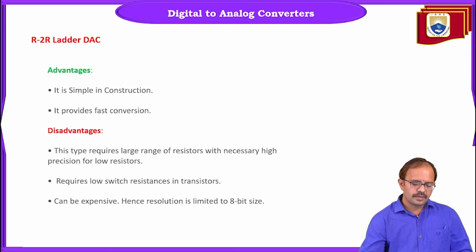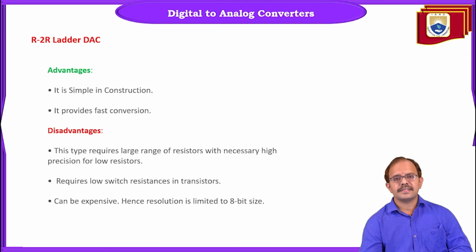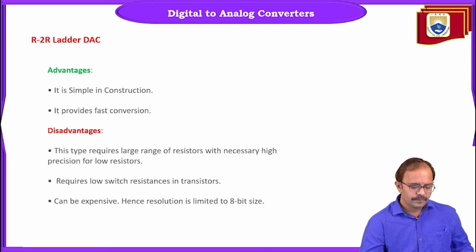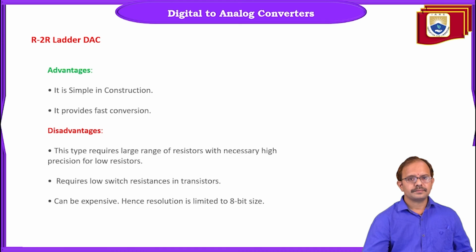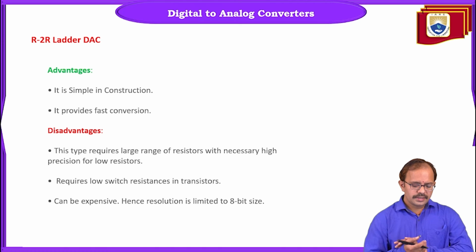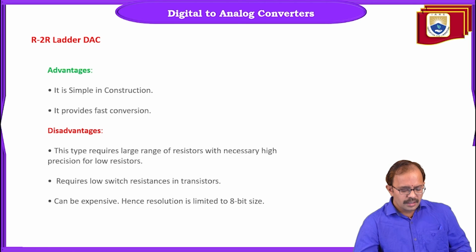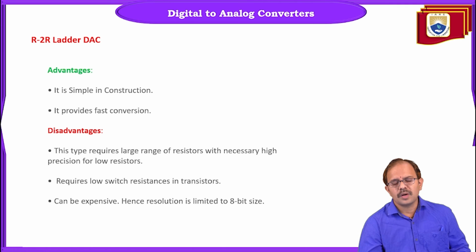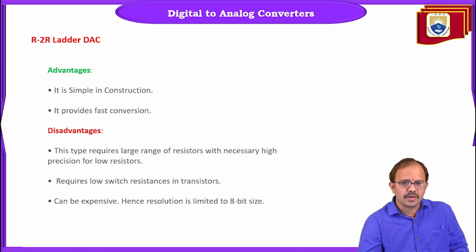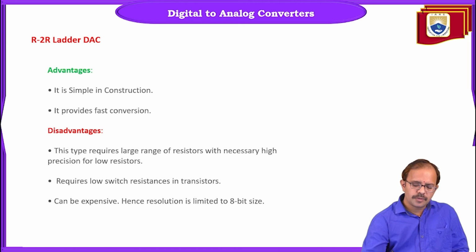So now let us discuss the advantages and disadvantages of this R2R ladder network. These merits and demerits are explained with respect to the construction of the network, right? So one thing is common in the case of digital to analog converters. We need to build a network.